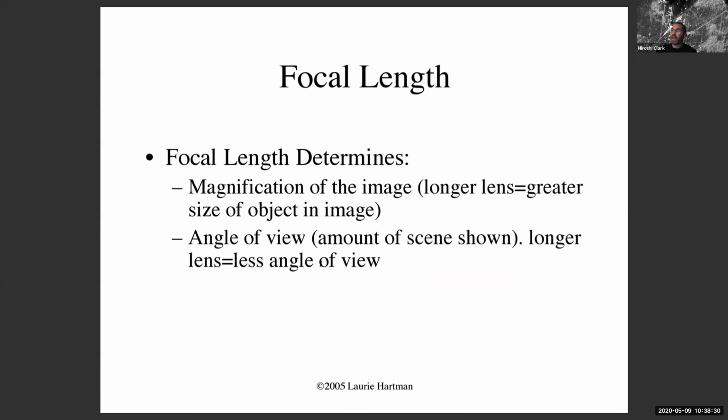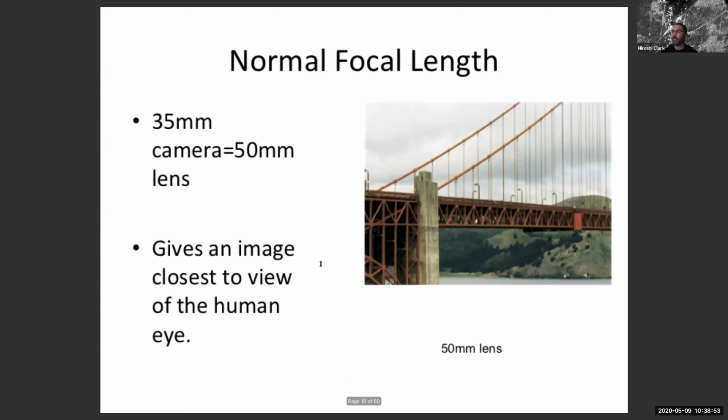All right, so focal length determines magnification of the image. Longer lens equals greater size of subject in image. Angle of view also depends on focal length. So longer lens equals less angle of view, when there's less of the scene shown, and we'll see some examples of that in a second.